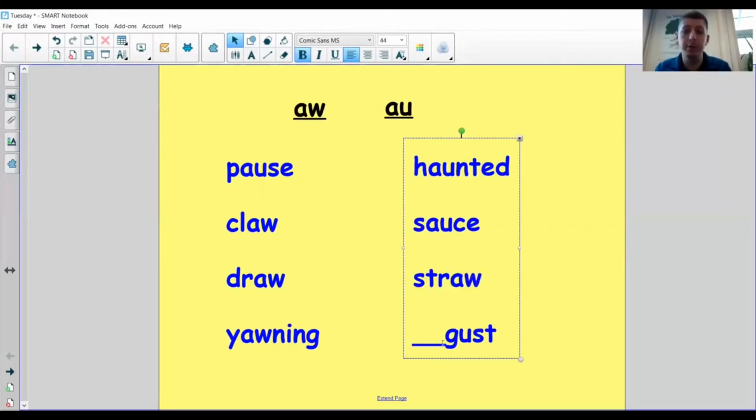And then the last one, we've got August. Now, the thing is with August is that's the name of a month of the year, which means that as well as having the OR sound, it's also got to have that capital A at the start. And it's an A and a U.